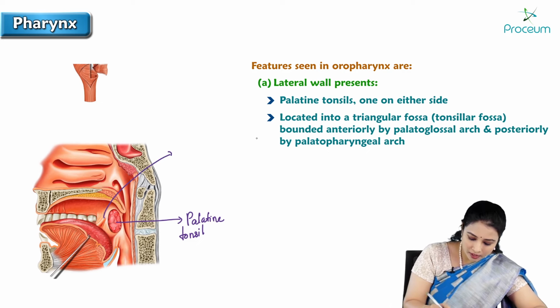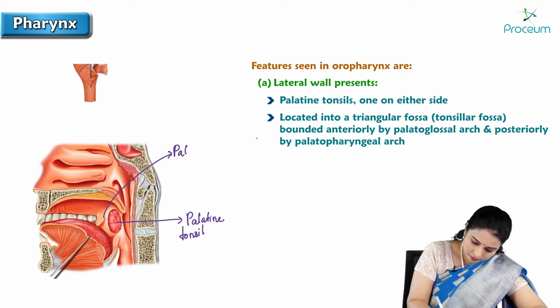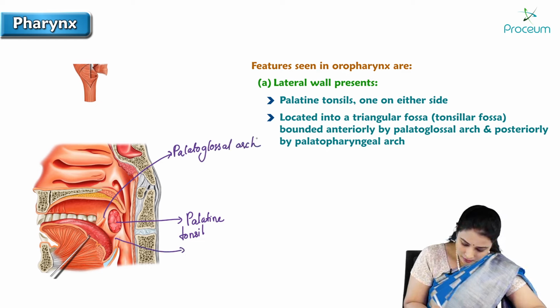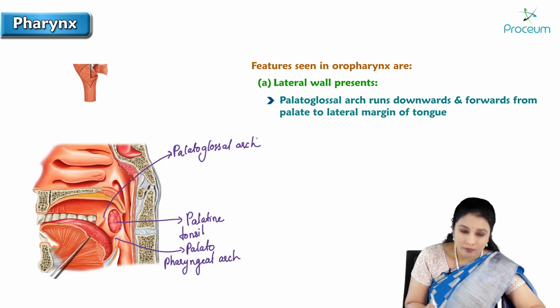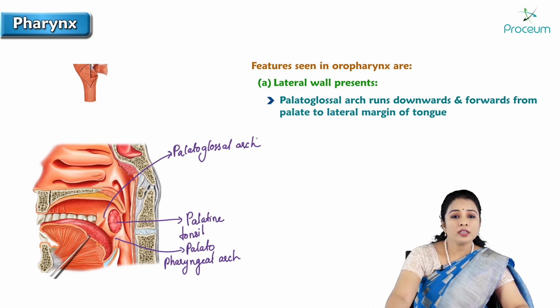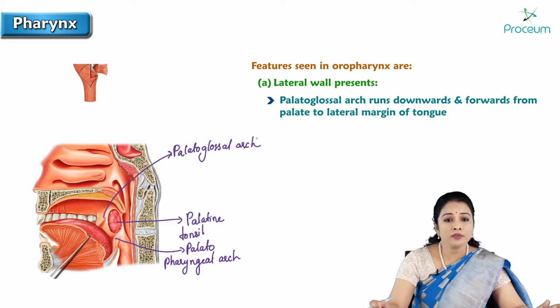So this is the palatoglossal arch. The palatoglossal arch runs downwards and forwards from the soft palate to the lateral margin of the tongue, and this arch contains palatoglossus muscle. If you remove the mucosa, we can see the palatoglossus muscle.